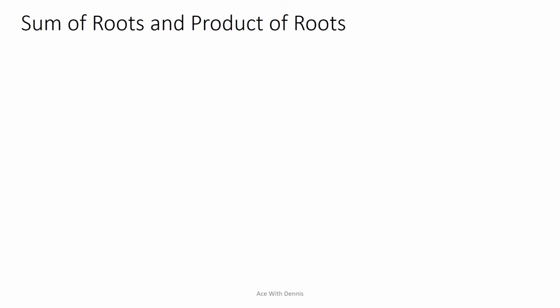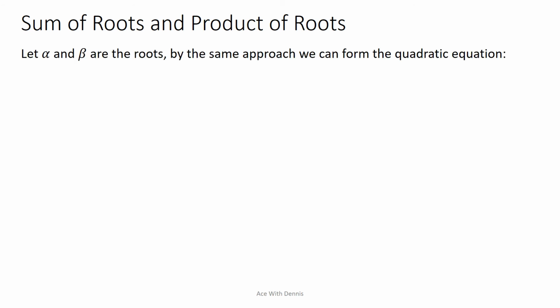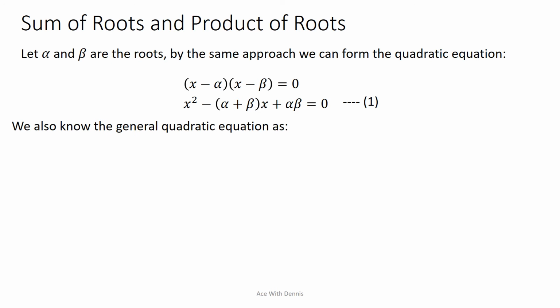Sum of roots and product of roots. Let alpha and beta be the roots. By the same approach, we can form the quadratic equation (x minus alpha)(x minus beta) equals 0, which is x squared minus (alpha plus beta)x plus alpha beta equal to 0. We can name this as the first equation.